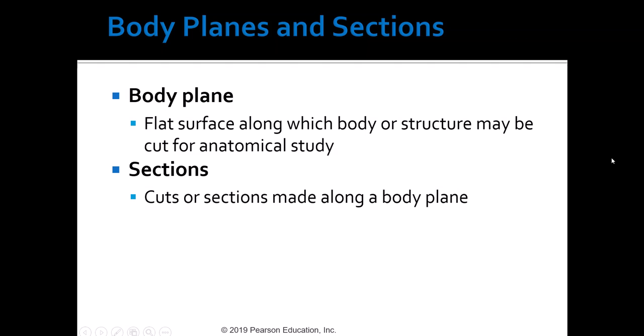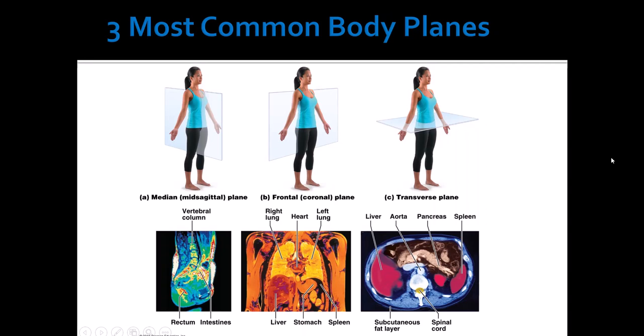So the three most common body planes are the sagittal plane, the frontal or coronal plane, and the transverse plane. The median is actually mid-sagittal, so it's equal parts right and left. You can also have parasagittal, which would be unequal parts right and left.